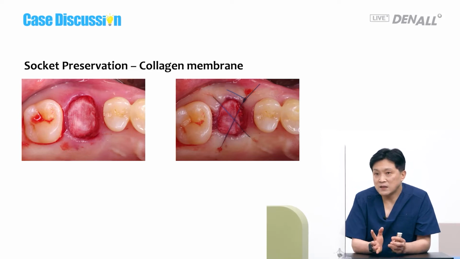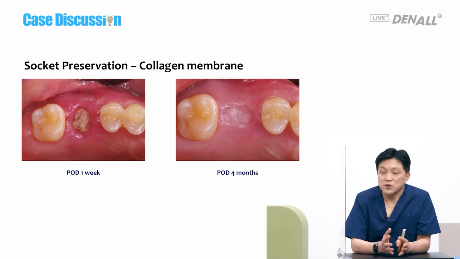As you can see, after suturing, the gingiva whitened. You shouldn't make something like that. Post-op 1 week, 4 months, it shows the similar outcome, whether you use collagen membrane or non-resorbable membrane. The ultimate outcome is the same. However, there's some difference between them.